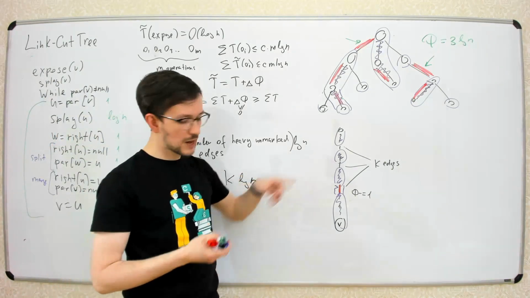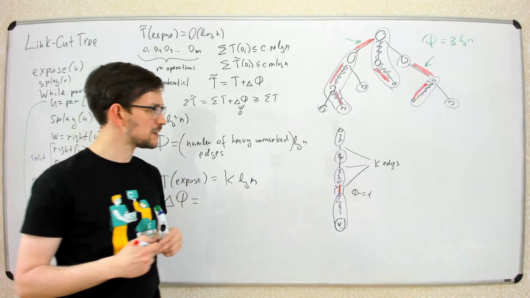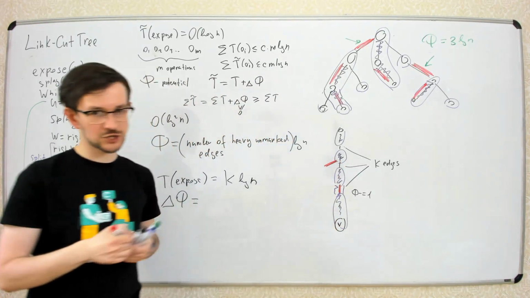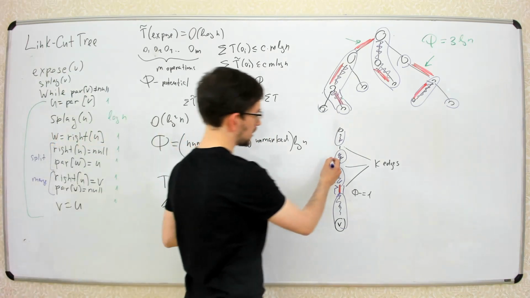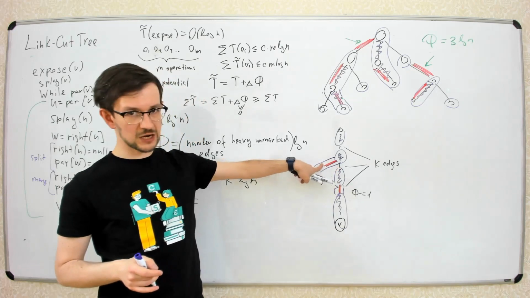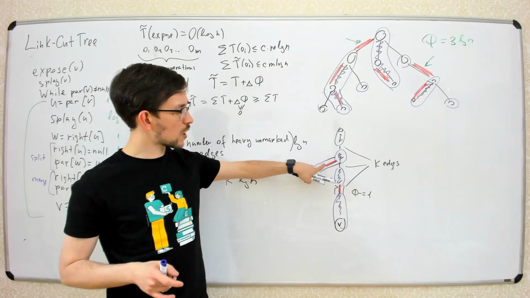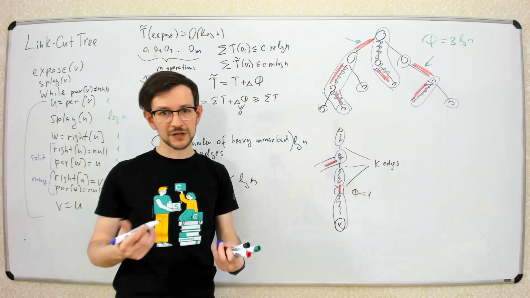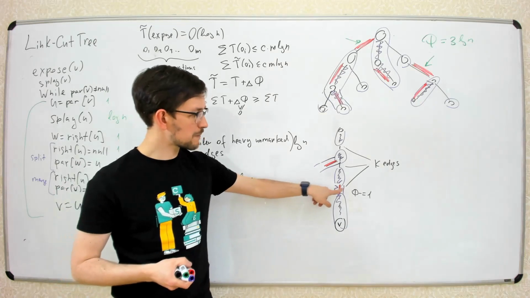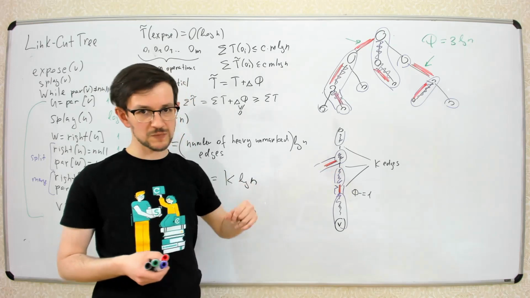And what if we have a light edge? If we have a light edge, the potential may actually increase, because we have another edge that is heavy and marked. So when we mark this edge, we first unmark that edge. So when we have a light edge here, we need to unmark the heavy edge, and the number of unmarked heavy edges may increase. So if we have a heavy edge, the potential will decrease. When we have a light edge, the potential may increase by 1.